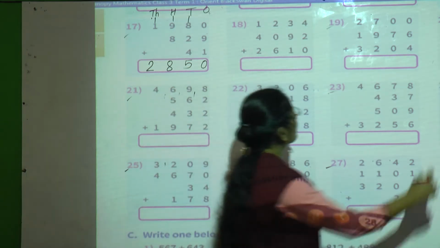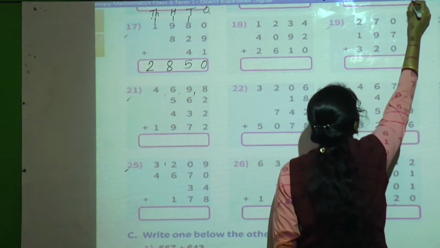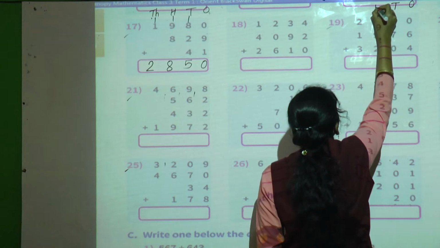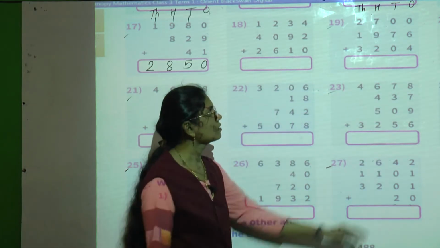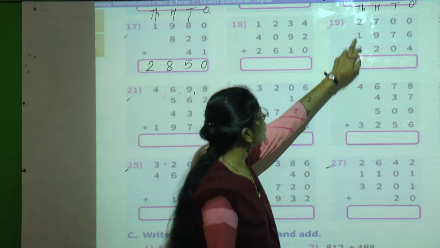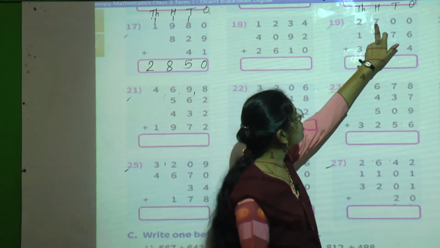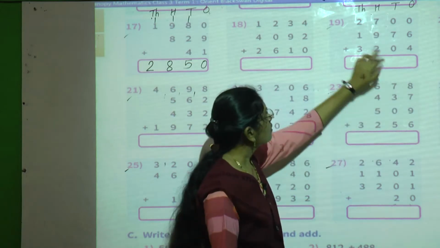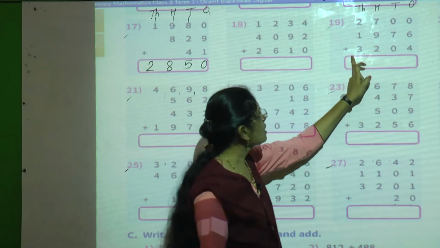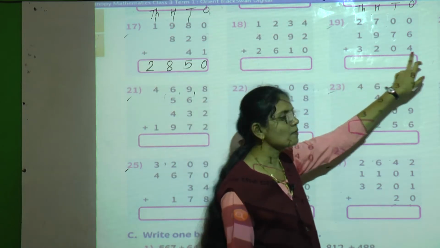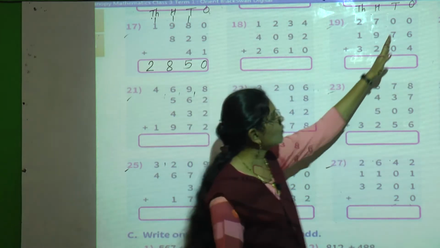Okay. Now we will move to the 19th sum. See the sum, and first of all write their places. Ones, this is tens, this is hundreds, and this is thousands place, because these are 4-digit numbers. So the first number is 2700. The second one is 1976 plus 3204.